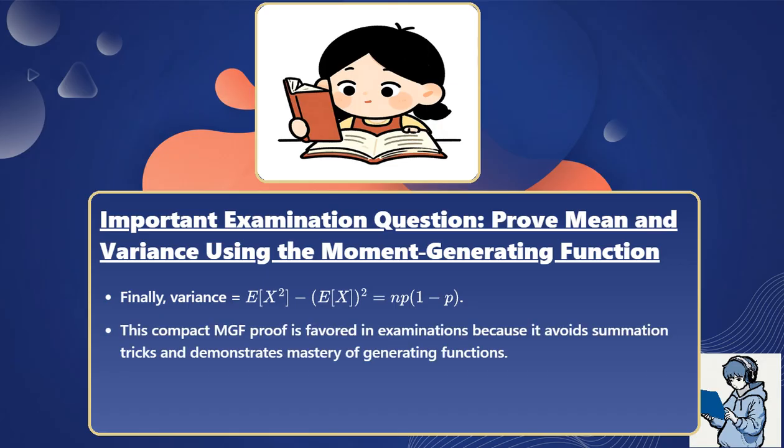This compact MGF proof is favored in examinations because it avoids summation tricks and demonstrates mastery of generating functions.